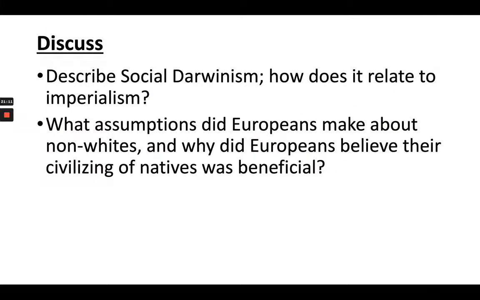So take a moment, pause, and check in with your own learning. What's social Darwinism? And how does it relate to imperialism? What assumptions did Europeans make about non-whites? And why did Europeans believe their civilizing of natives was beneficial?